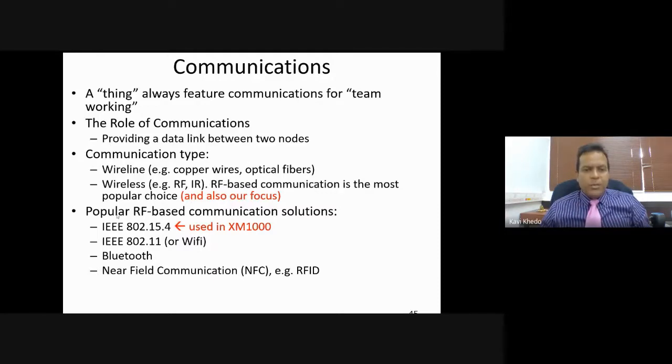And you see a popular RF communication solution. You notice again it is IEEE 802.15.4. This is what we use mainly for our sensors. Obviously, IEEE 802.11 is Wi-Fi, Bluetooth is 802.15.1, and we have near field communication. All these are RF communication solutions, and most often your sensors use these communication technologies.